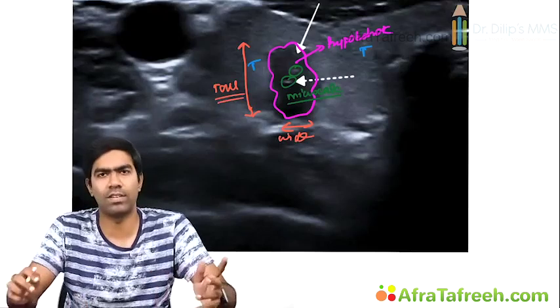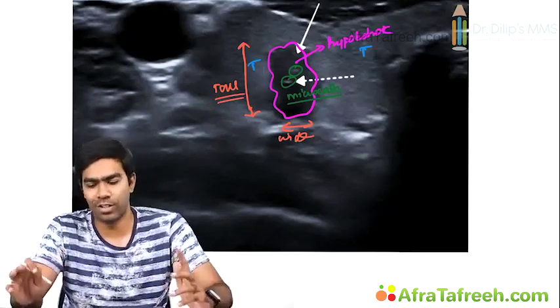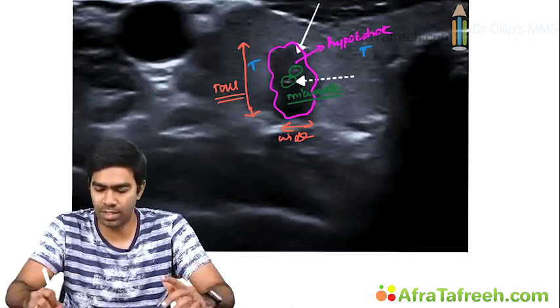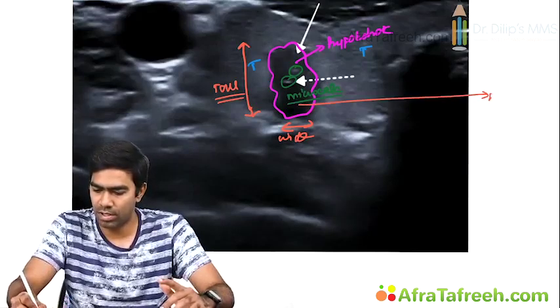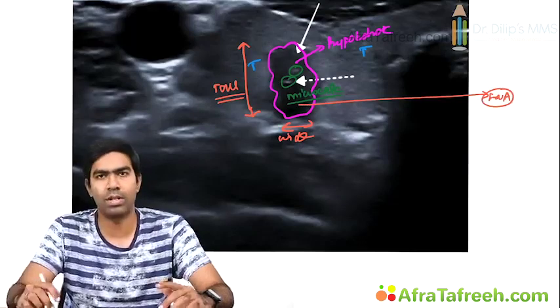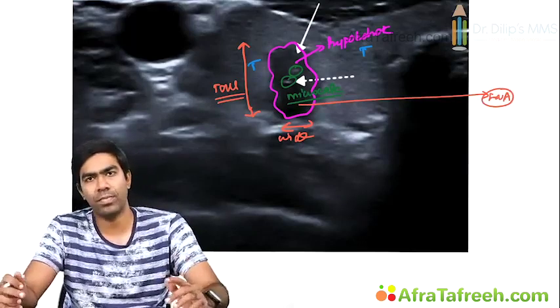So almost every single high-risk feature is there. So definitely this is likely to be a malignancy. If this is present, surely I'll be taking this patient for an FNAC. There's no doubt about that. Based on the FNA results, I'm going to treat this patient.